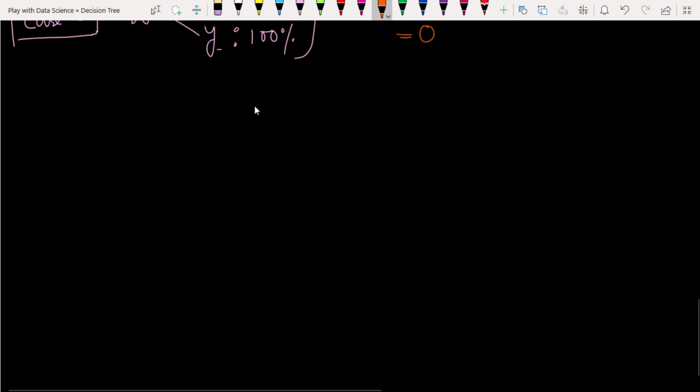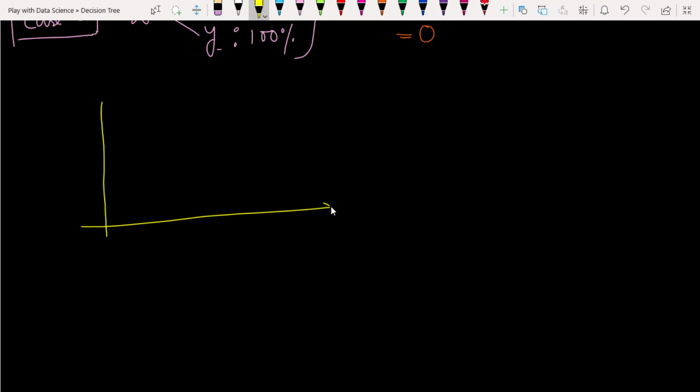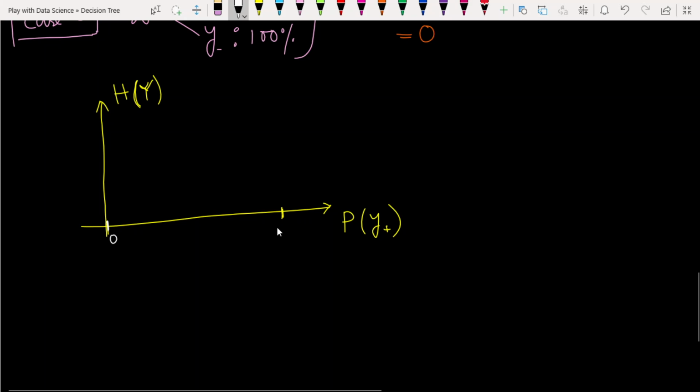Now if you draw this pictorially, suppose this axis is our probability of y plus, and this axis is the entropy value H of y. In this picture, the minimum probability value is 0 and the maximum is 1. Similarly, the minimum entropy value is 0 and the maximum value is 1.